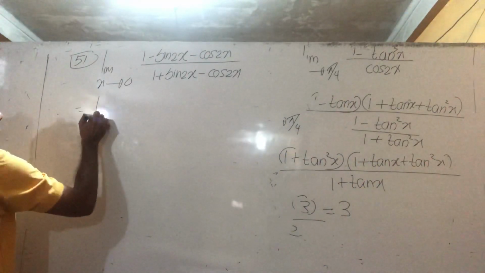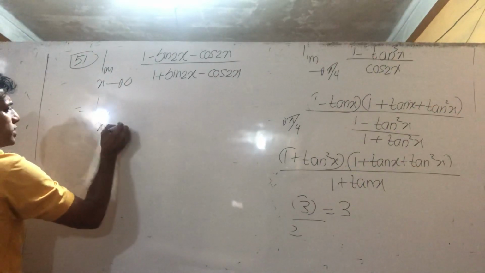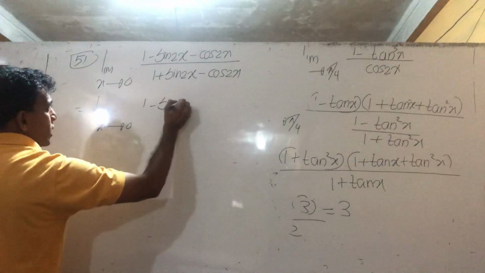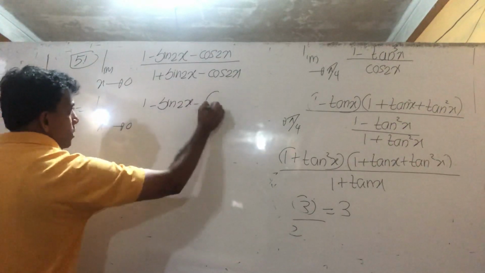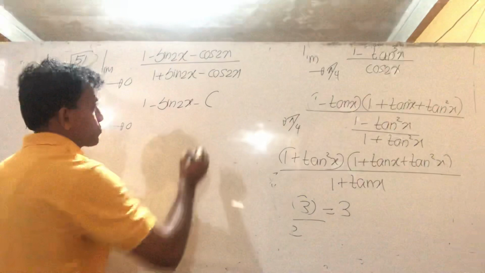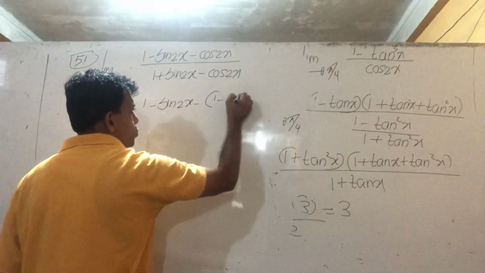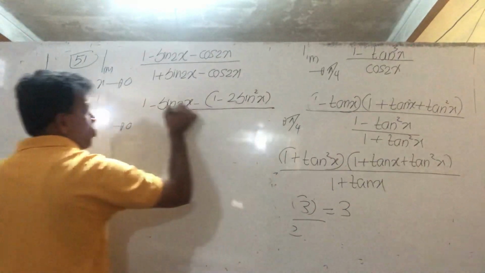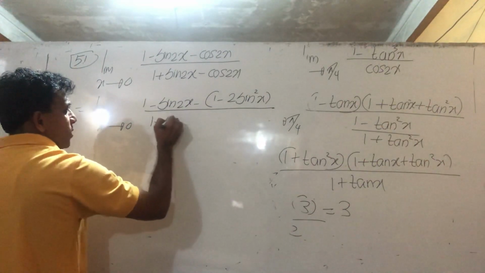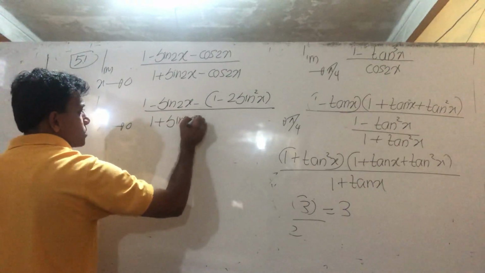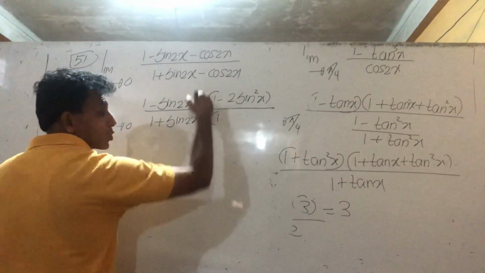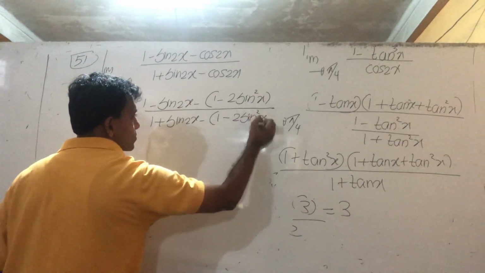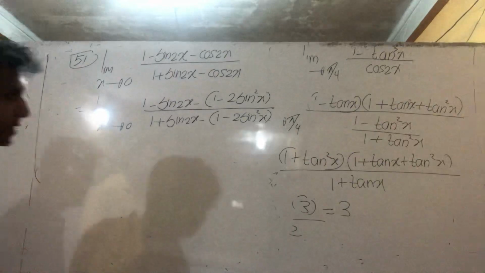So limit x tends to 0 of 1 minus sin 2x. What is cos 2x? 1 minus 2 sin square x. Over the same way, write the cos 2x: 1 minus sin 2x minus cos 2x. Then see the number 1 cancels, 1 cancels.